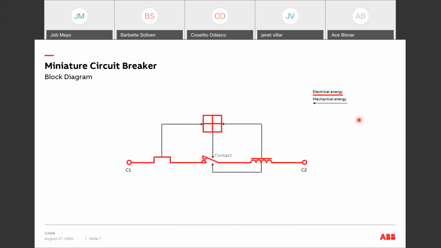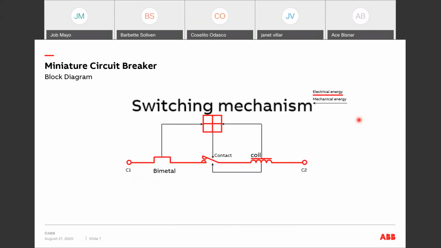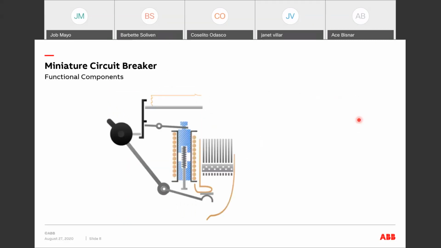This is a very typical block diagram that you can see, which more or less shows the function of a miniature circuit breaker. It contains a bimetal and a coil, which send the signal to the switching mechanism. Later I'll discuss more on these components. So the functional components are as follows.